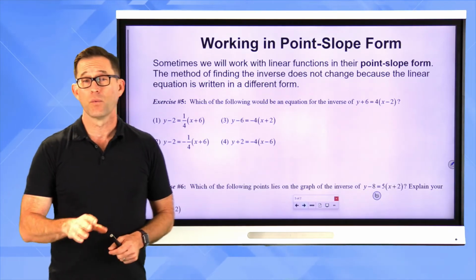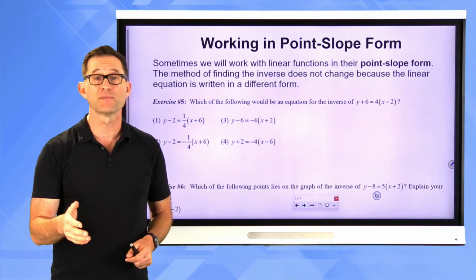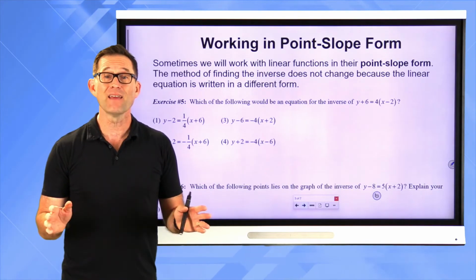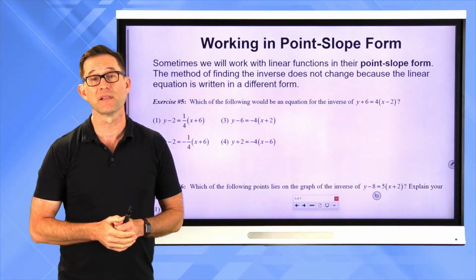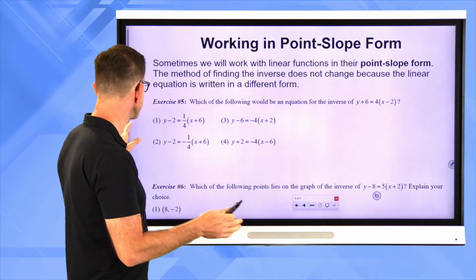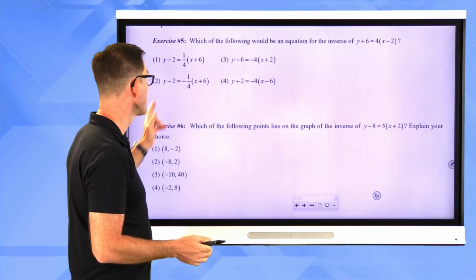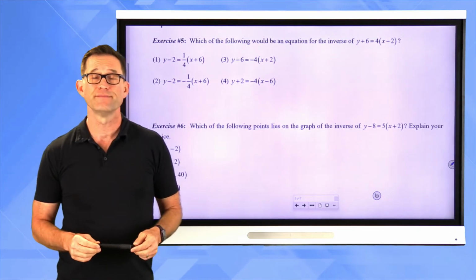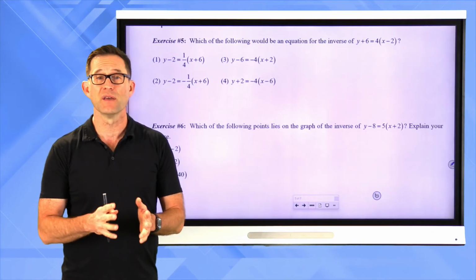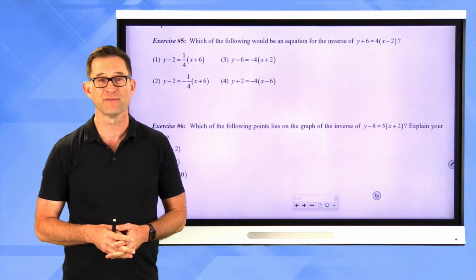All right, now, working in point-slope form. Sometimes we will work with linear functions in their point-slope form. The method of finding the inverse does not change because the linear equation is written in a different form. It just doesn't, right? Still switch x and y, solve for y kind of thing. So exercise number 5. Which of the following would be an equation for the inverse of y plus 6 equals 4 times x minus 2? Well, pause the video now and see if you can figure out the equation of the inverse.